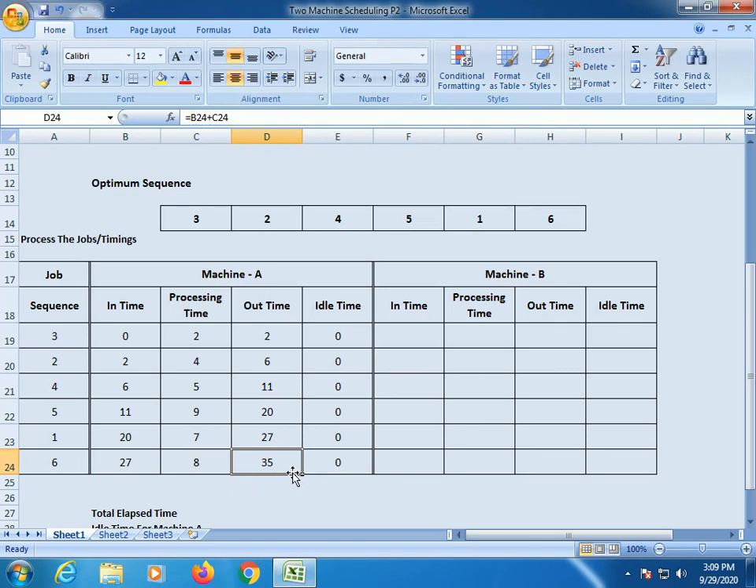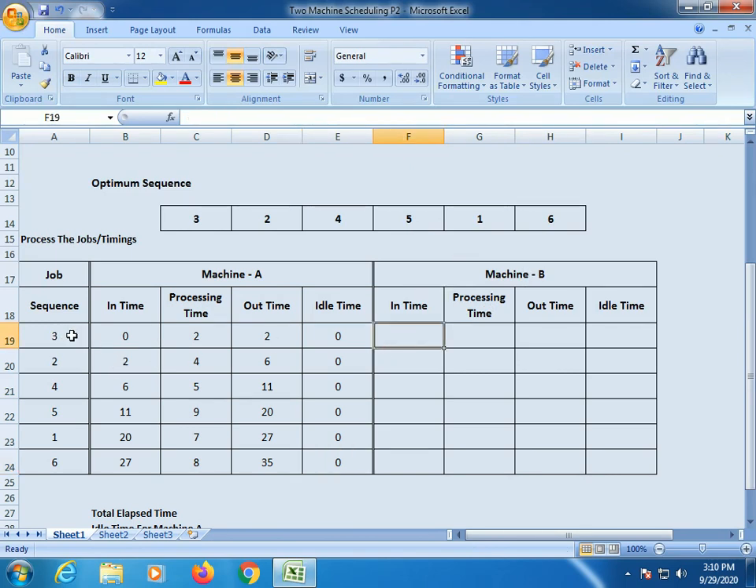At 35th hour we can perform the next job, but there is no job to perform. That means at 35th hour we performed all the jobs. There is no other job to perform. Okay, so this is about machine A, right? Then we will go for machine B.